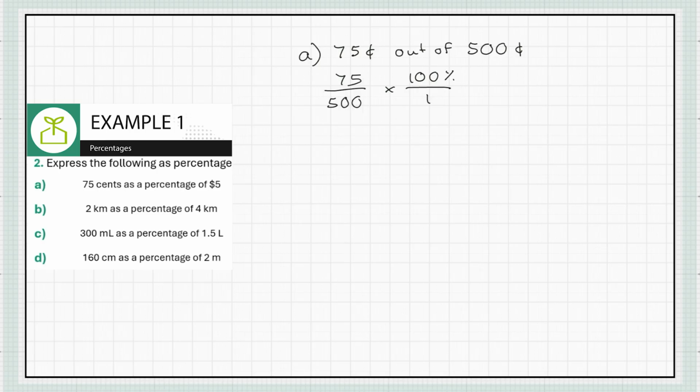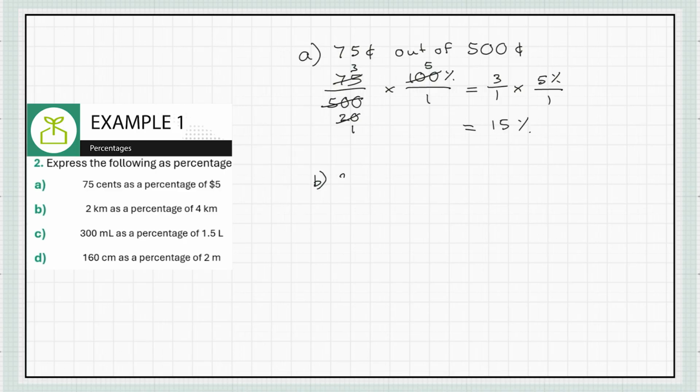So we will know that the highest common factor between 75 and 500 is going to be 25. So if I divide the top by 25, I will get 3, and the bottom by 25, I will get 20. Now again, we're going to look for some common factors diagonally. We know 20 is a factor of 100, so if I divide the 20 by 20, I get 1, and the 100 by 20, I will get 5. And so this has been simplified to 3 over 1 multiplied by 5% over 1. Again, that's just 3 times 5, which is going to be 15%.